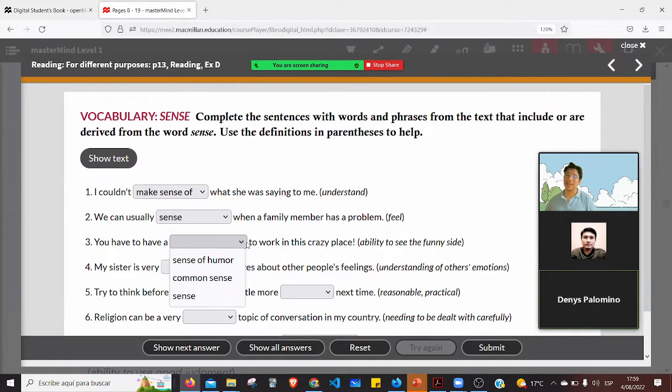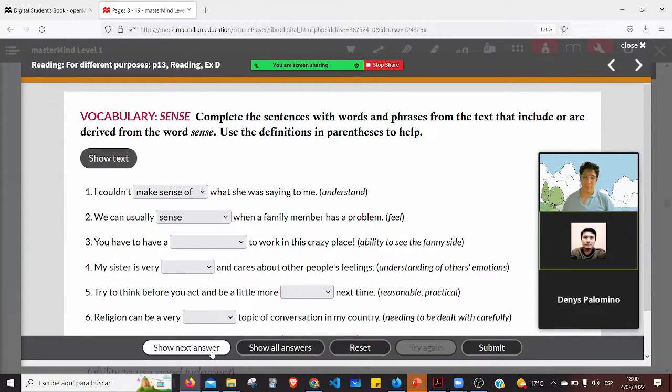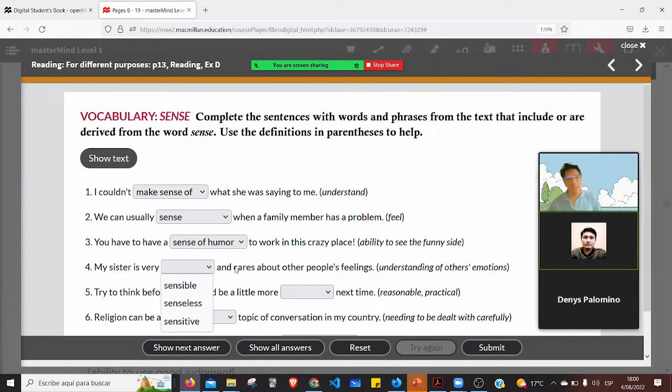You have to have a sense of humor. It says ability to see the funny side. Common sense. Sense of humor. Okay. Tienes que tener un sentido del humor para trabajar en un lugar como este. Sense of humor. Siguiente. My sister is very sensitive and cares about the people's feelings, you know?